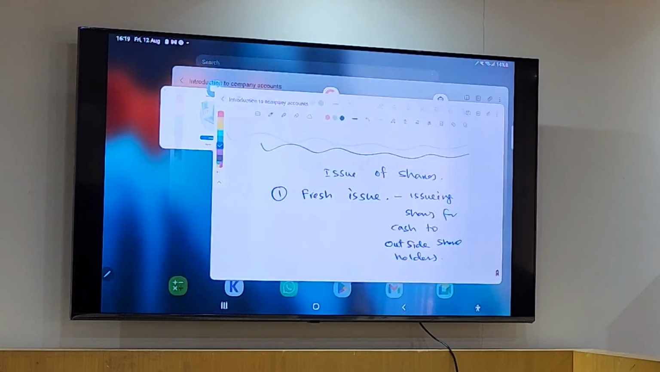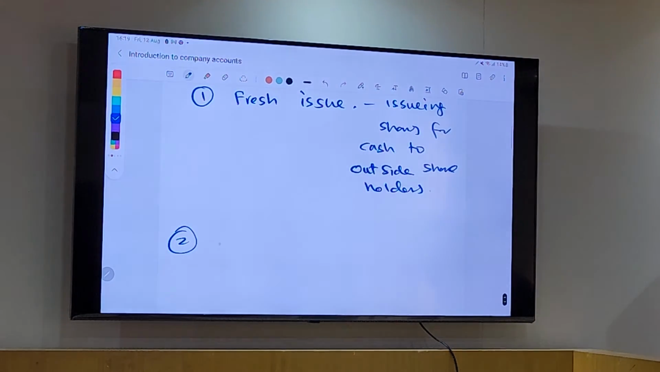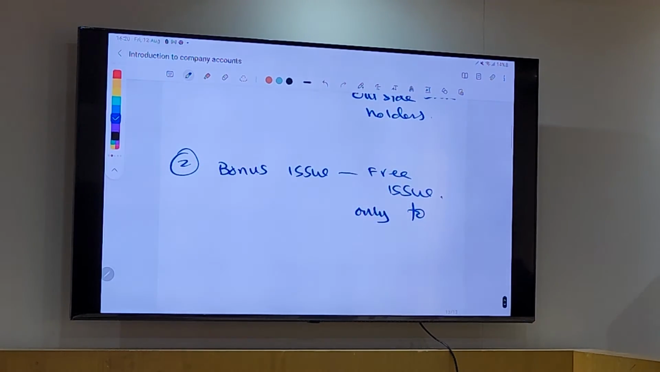Second one, you don't take cash, but you give shares. Then to whom will you give this? Outside you will give this? Only to existing shareholders.